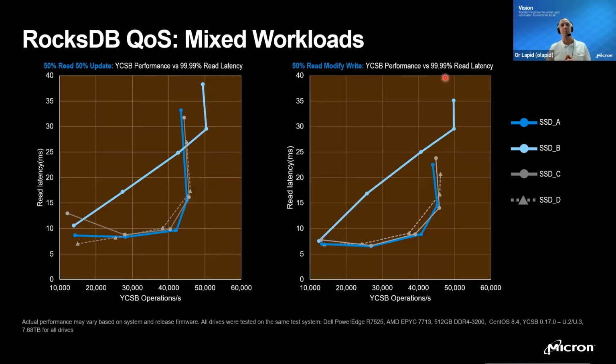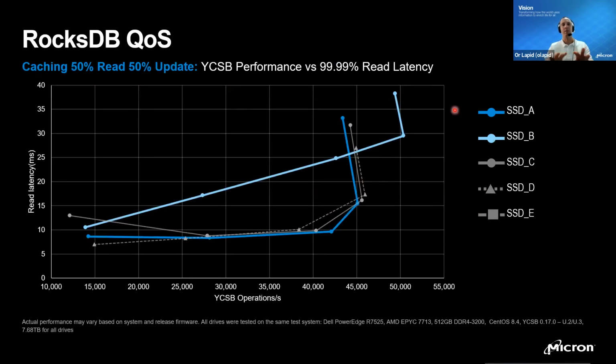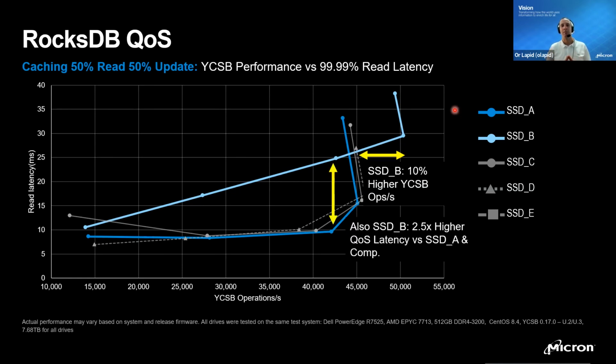Now, when we switch to a mixed workload, we suddenly see one of the SSDs, SSD-B, act with a different QoS profile. So let's zoom in to this in order to understand the impact of it. SSD-B actually reached 10% higher YCSB operations per second, which is a good thing on the one hand, but if we consider the latency, it takes 2.5x higher latency than, for example, SSD-A.